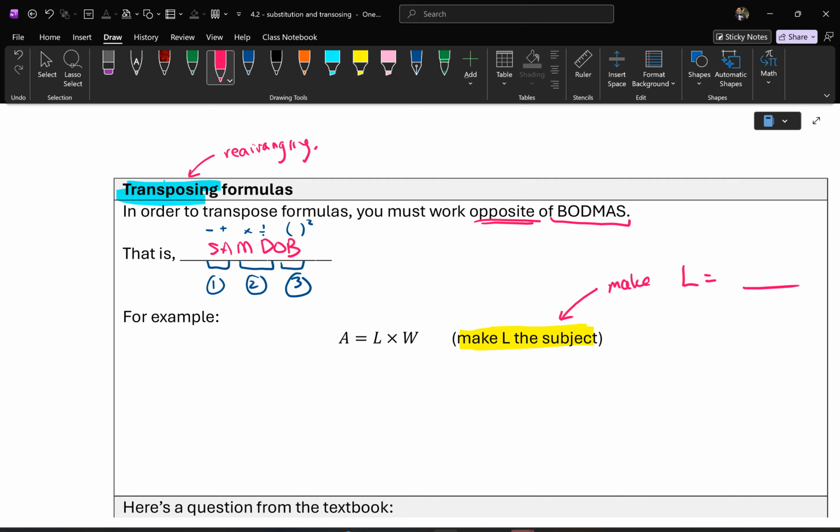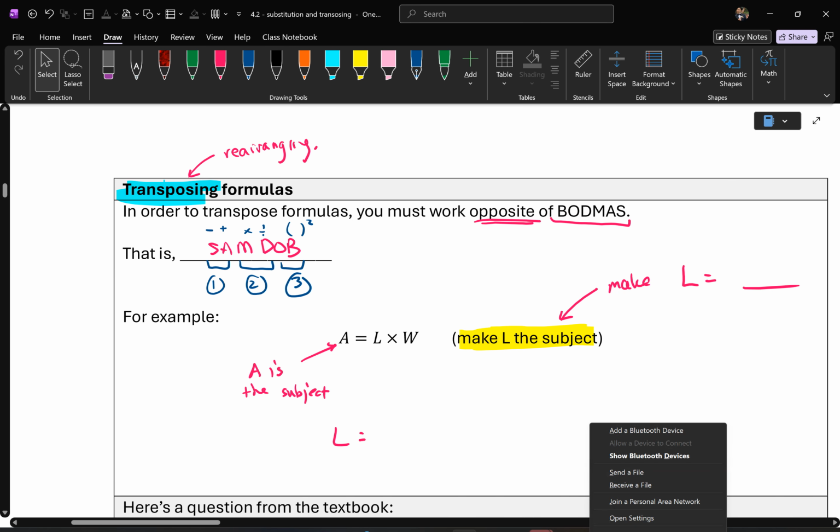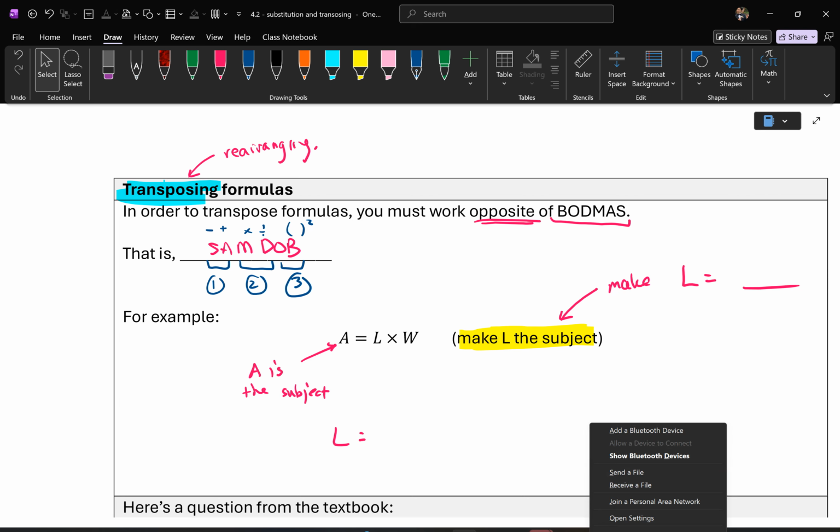Right now, A is the subject. So what they're trying to say is, using the formula, what if I don't want to find the area? I want to find L. So I want a formula for L instead. In this case, we need to rearrange this formula to make L the subject. How do you do that? Well, I've already got L on this side of the equation. I just need to get rid of W.